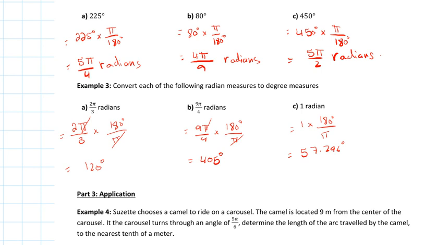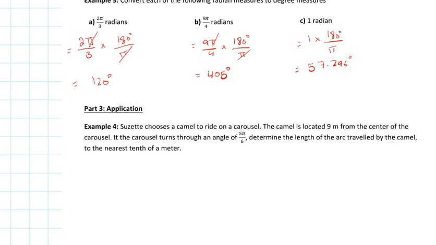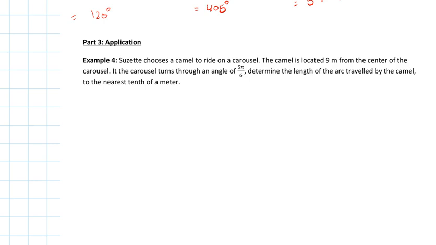So Suzette chooses a camel to ride on a carousel. The camel is located 9 meters from the center of the carousel. If the carousel turns through an angle of 5 pi over 6, determine the length of the arc traveled by the camel to the nearest tenth of a meter. So what we know here, we know that we have this, and then we are looking for the length of the arc. So we are looking for this here.